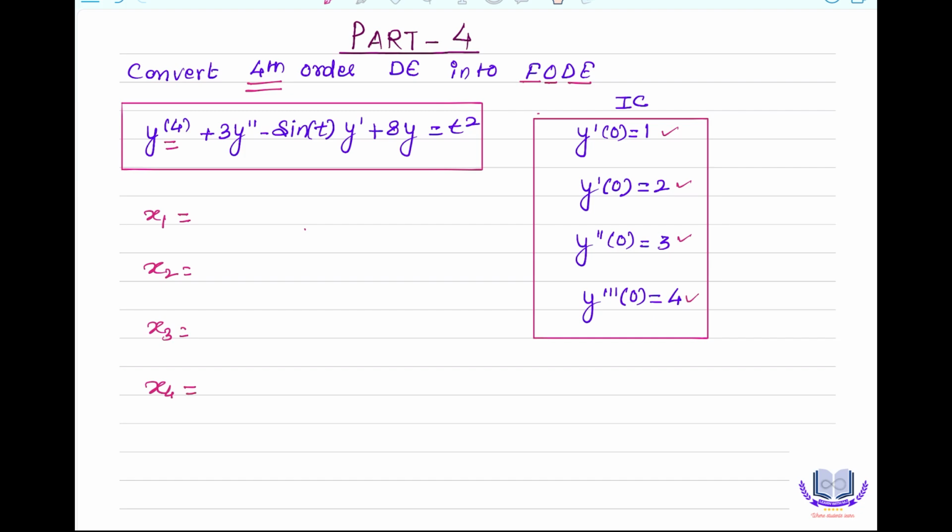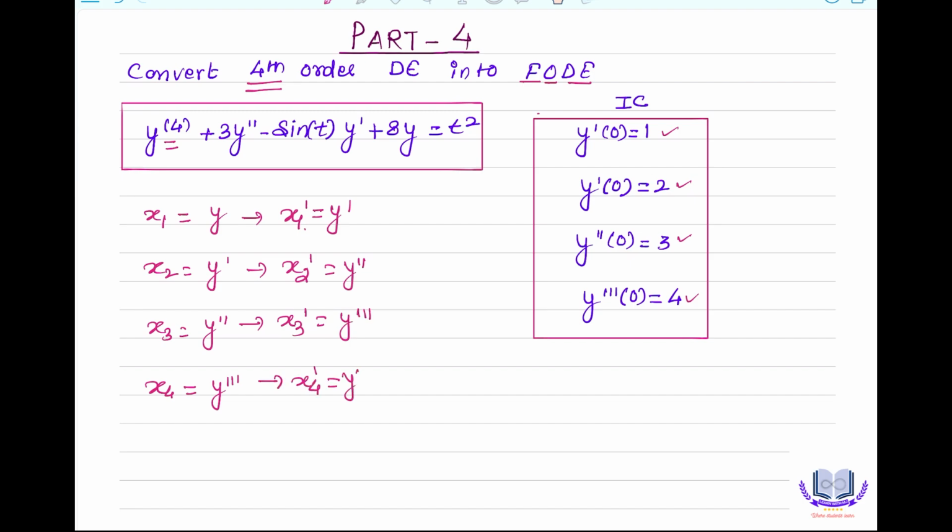So x1 is what? Your y, x2 is y dash, x3 is y double dash and x4 is y triple dash. Okay. Now after that we have to differentiate it. So how will we differentiate it? x1 dash equals y dash, x2 dash equals y double dash, x3 dash equals y triple dash and x4 dash equals y fourth order dash.